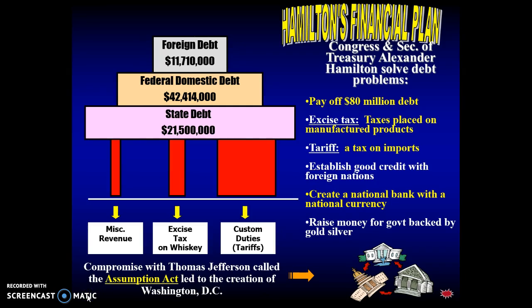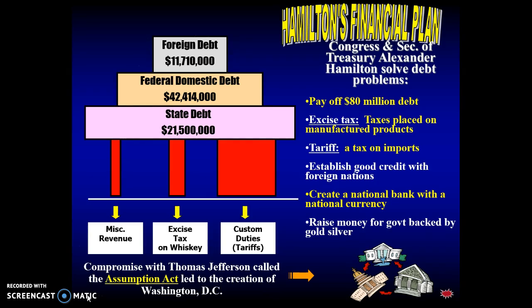So our federal debt is quite large. We have a foreign debt of over $11 million, a domestic debt to those loyalists from the American Revolution of $42 million, and a state debt individually of $21 million across each state. So his plan is to create a tax system. He's going to create tariffs on goods produced from other countries to get American business going. He's going to create that excise tax on whiskey that causes the Whiskey Rebellion, and a bunch of other miscellaneous revenue. So we have an $80 million debt.